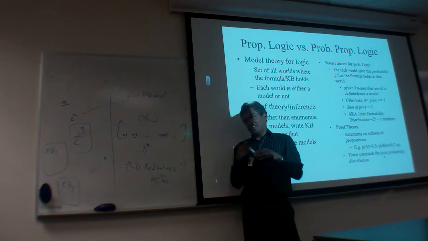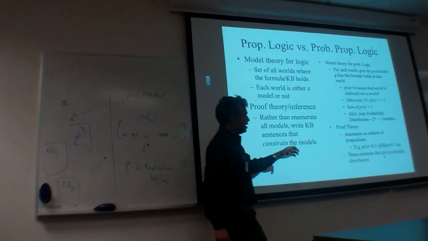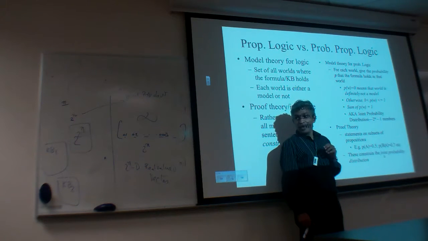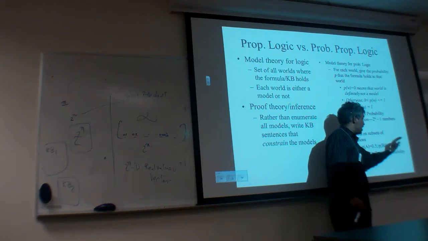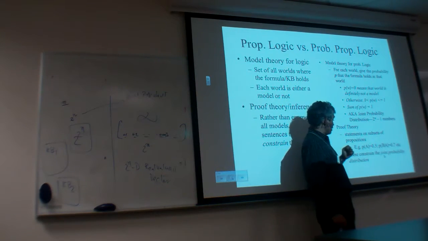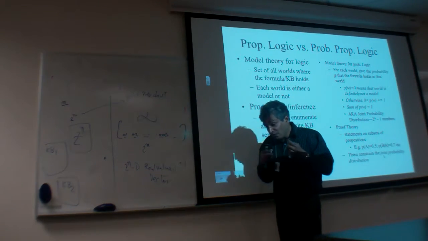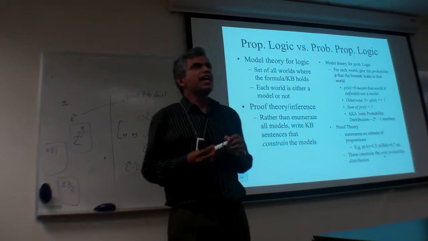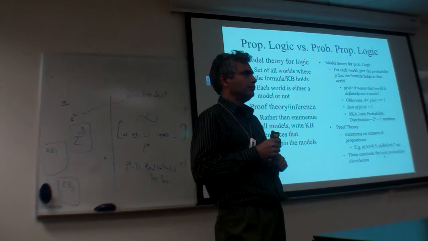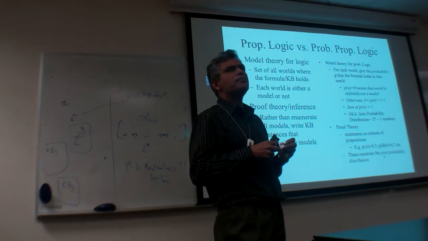In probabilistic reasoning, you make statements like probability of A is 0.5. Okay? And probability of B given A is 0.7. And furthermore, you also make another very interesting kind of statement, saying A and B are independent. Why do you care about A and B being independent?